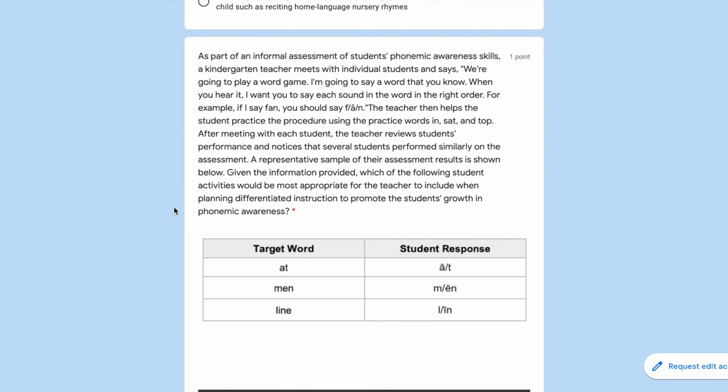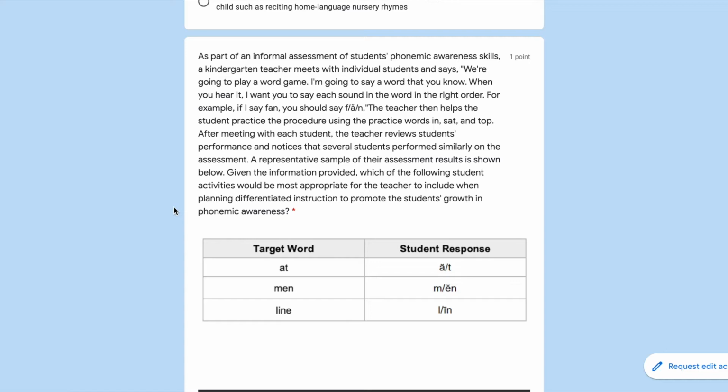Next. As part of an informal assessment of students' phonemic awareness skills, a kindergarten teacher meets with individual students and says, "We're going to play a word game. I'm going to say a word that you know. When you hear it, I want you to say each sound in the word in the right order. For example, if I say fan, you should say f, a, n." The teacher then helps the student practice the procedure using the practice words in, sat, and top.